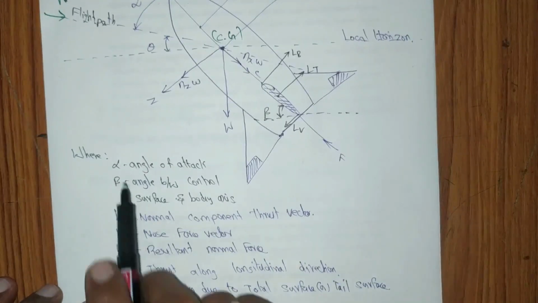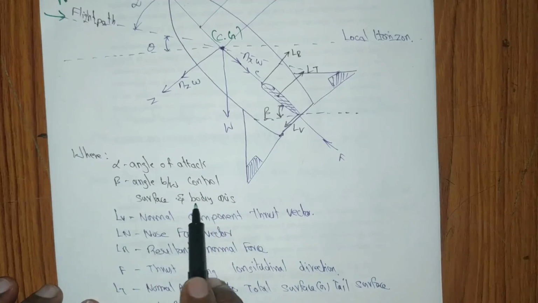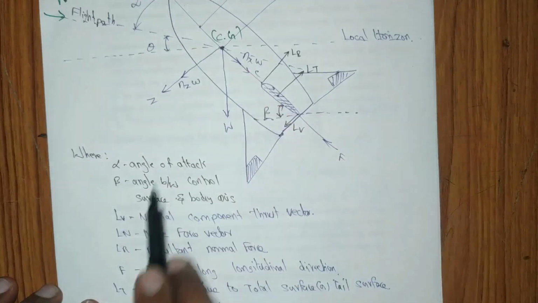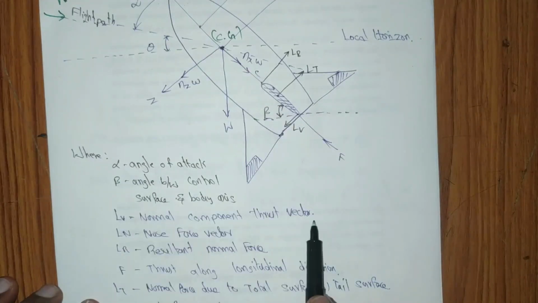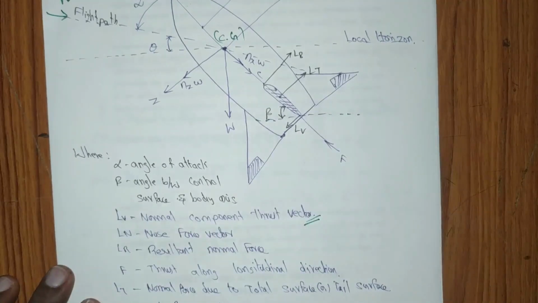So we have angle of attack. Alpha is the angle of attack. The beta is the angle between the control surface and body axis. LV is the normal component of thrust vector, right? This is LV, the thrust vector of the entire missile. So again, coming to LN, equal to the nose force vector. LR is the resultant of the entire missile, the resultant normal forces. F is the thrust along the longitudinal direction.